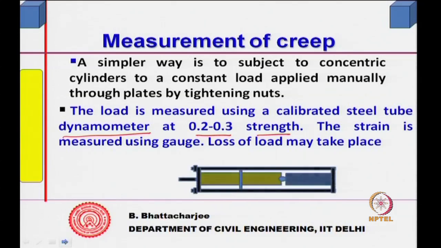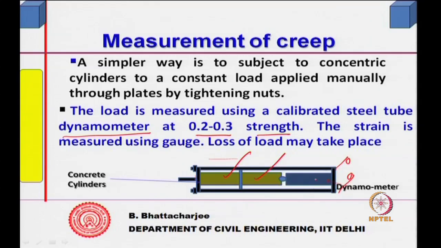For example, it will look like this. These two are the concrete cylinders, this one and this one. These are 4 rods, 2 of them you are seeing, the other 2 will be somewhere there. And there are plates here, and there are nuts here which can be tightened.